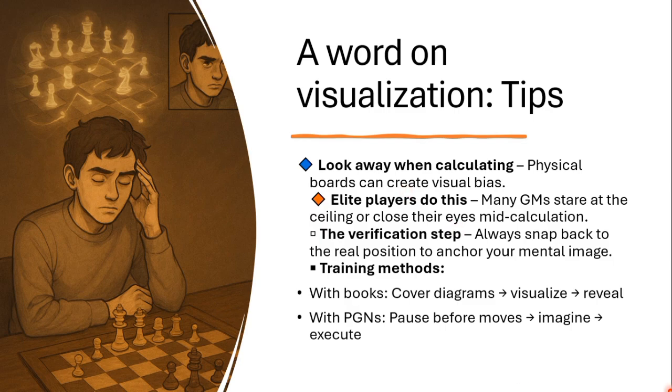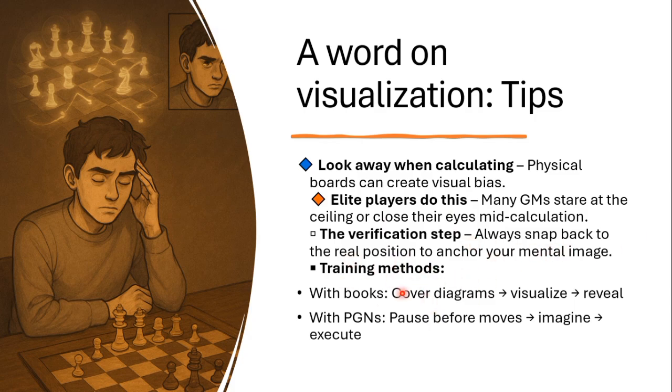And also just some tips on how to calculate. So physical boards can create visual bias. Sometimes you may not be able to see the pieces correctly because of the present pieces on the board. So some elite players might close their eyes and try to see the position in their heads. And I encourage you to do this, especially when you are solving tactical puzzles. So always snap back to the real position to anchor your mental image.